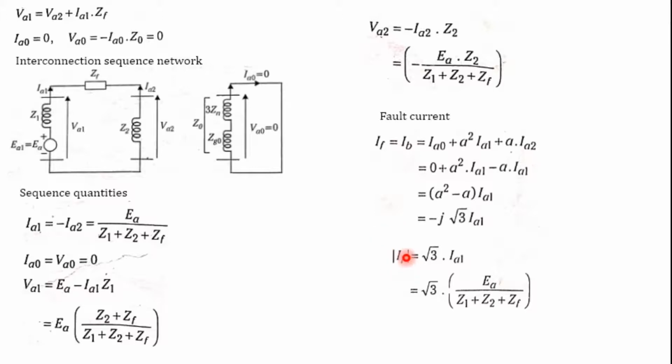If we consider the magnitude of that, we will get root 3 times Ia1. What is Ia1? It is Ea divided by Z1 plus Z2 plus Zf. So this is the final equation: If is equal to root 3 times Ea divided by Z1 plus Z2 plus Zf. Since Z0, the zero sequence impedance, is not present in this equation, the ground neutral does not affect the fault current.